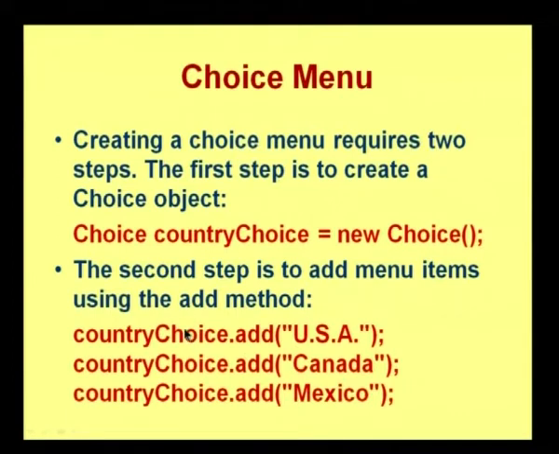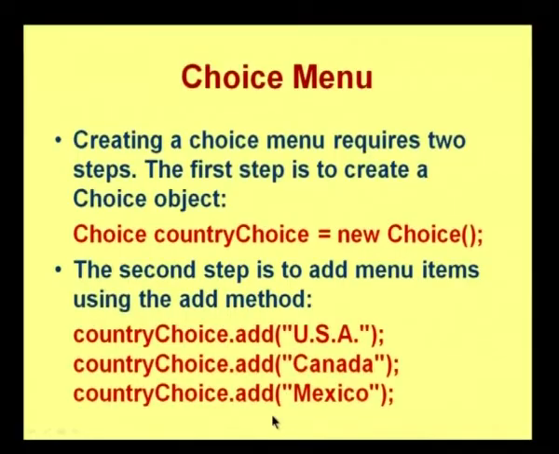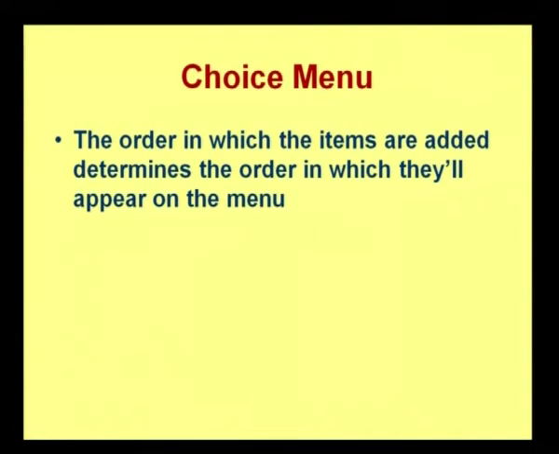We have seen the various methods that are available in the containers and the methods that are available in the components. Here I can add a set of strings onto this choice menu. The order in which the items are added determines the order in which they'll appear on the menu. As and when I keep on adding the elements, they get added at the end of the particular choice menu. I cannot reorder those values, I can only append a value to the list.